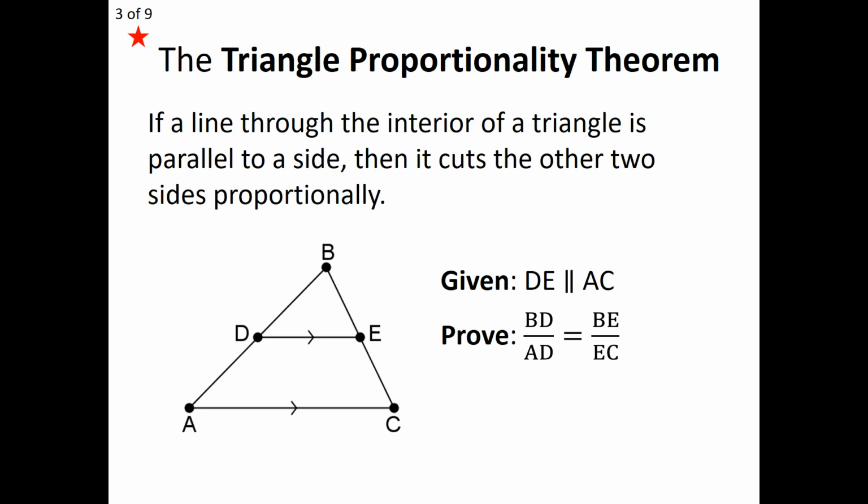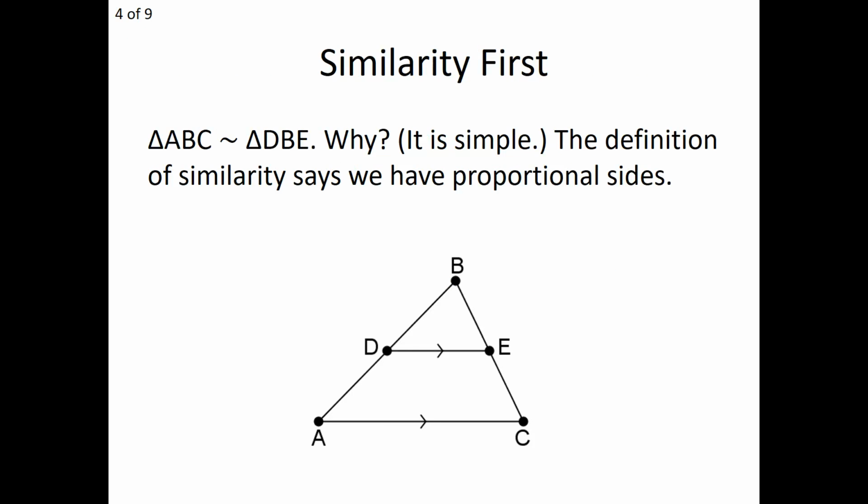So knowing that DE cuts through our triangle parallel to side AC, let's arrive at our conclusion that these four segments are proportional to each other. Where we begin in our proof is with similarity. Right off the bat, if we take a look at our given triangles, ABC and DBE, knowing that DE is parallel to AC, we have these two triangles similar.